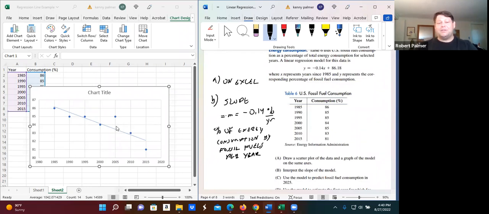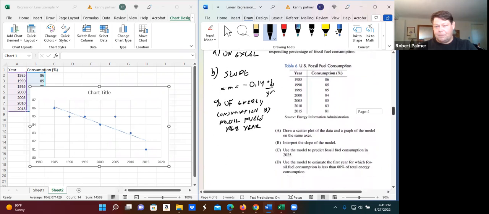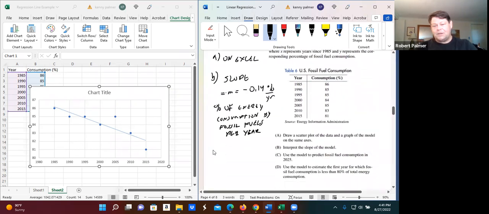Now, once again, you can see this is likely not true in every case. In some cases it goes back up before it comes down. But based on this line, that's the slope of that line, which tells you approximately how much it's decreasing per year. And that's B. Now, use the model to predict fossil fuel consumption in 2025. So our Y, part C.